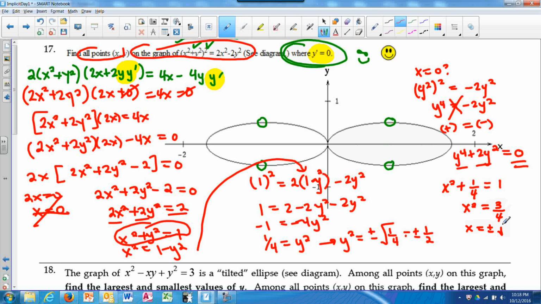Now in this case, both y values would have given me a positive 1/4, and both y values correspond to both x values. So in this case, we could write plus and minus root 3 over 2. Both go with plus and minus 1/2, because the positive root 3 over 2 does go with both, and the negative root 3 over 2 for x does correspond to both values. So we do get 4 matching points for that one.